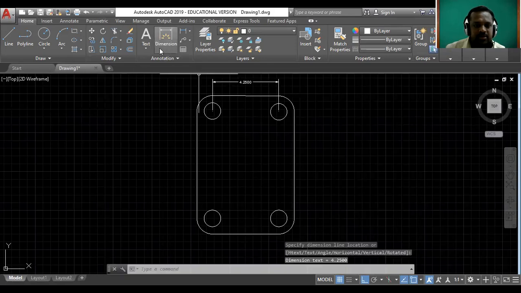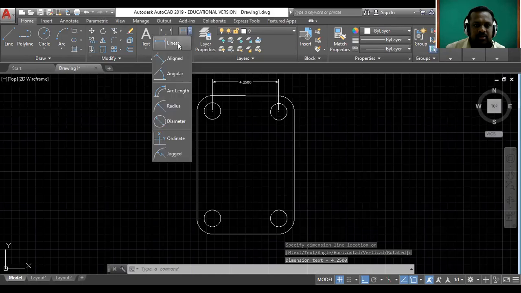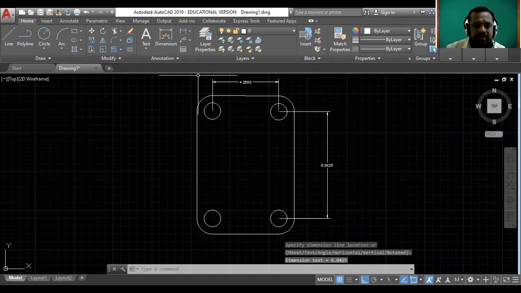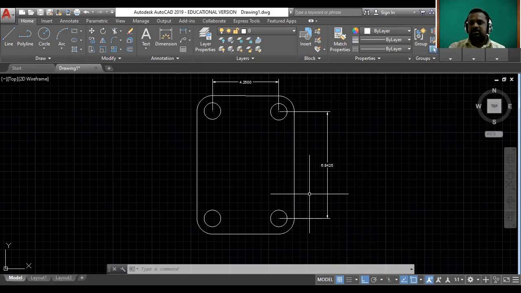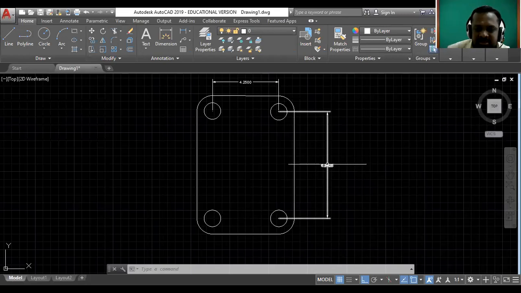This distance we have to show here. Again, this distance also we have to show here. Okay. It is visible to all, this dimension? Yes, dimensions are visible to all. Dimensions are visible to you or not? No, sir. Okay, then how to increase the size of this dimension number?